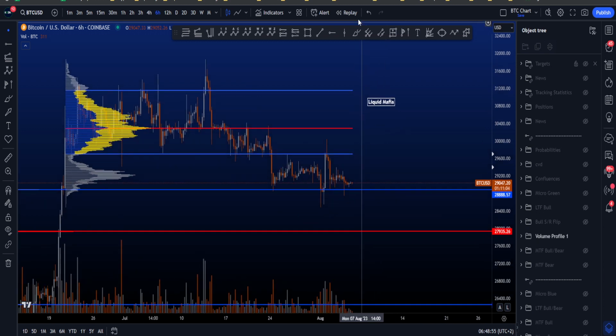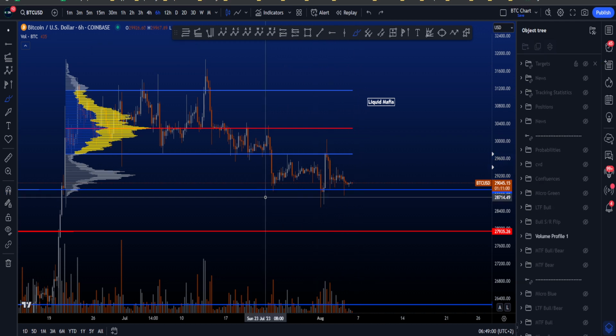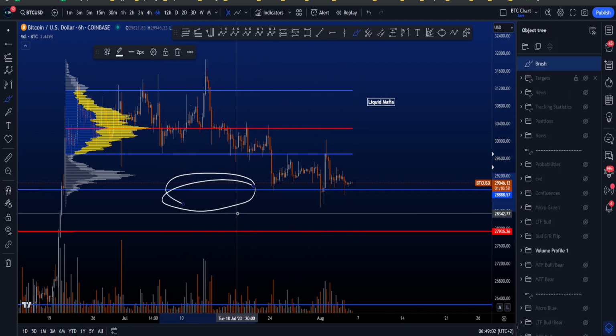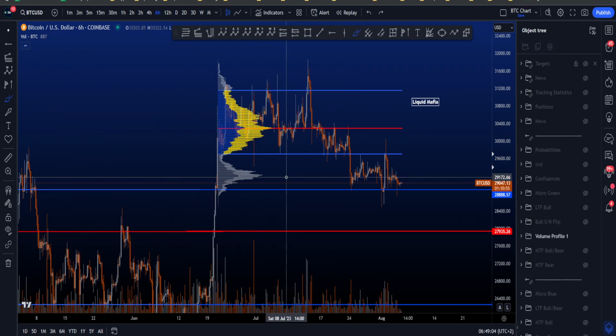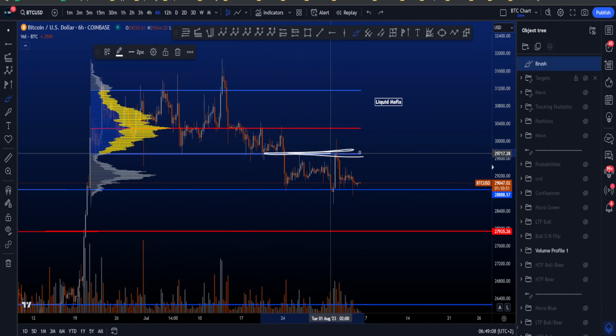So over here, what you can then see is we are now ranging in between the two volume profiles. You have the volume value area high of the bigger volume profile over here, and then you have this volume profile of the current range, and we're literally below the value area low.